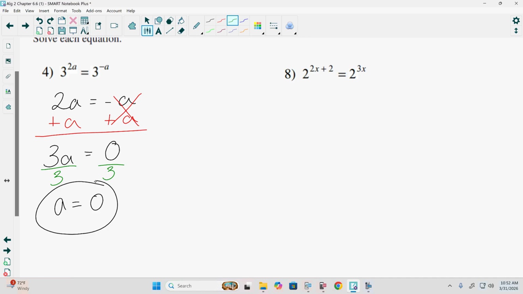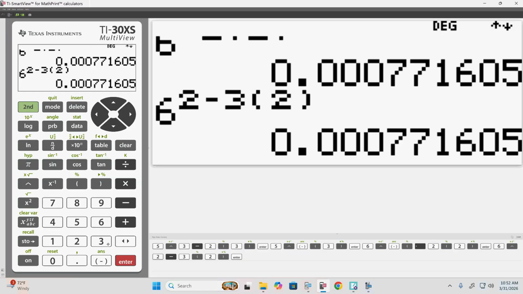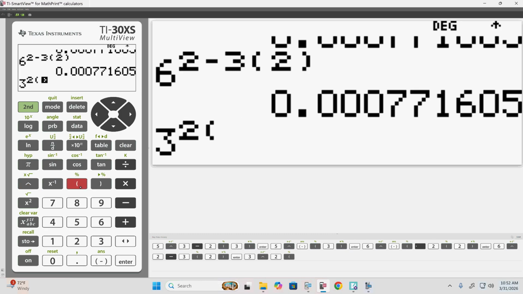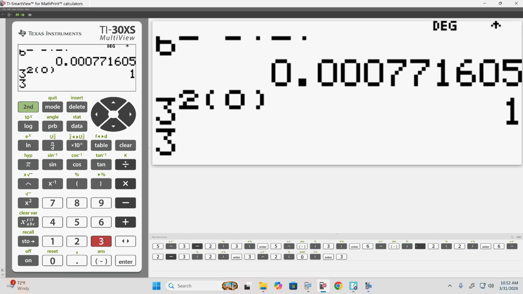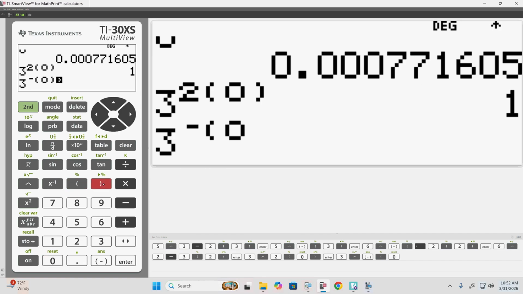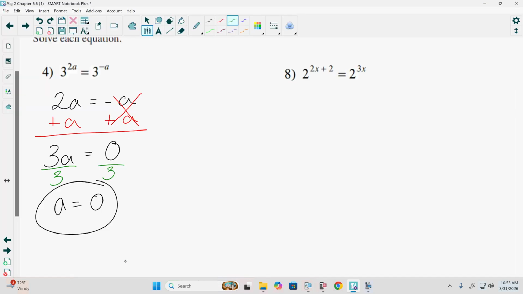A is 0, and it feels like, does this work, does this not work? Well, we can check. 3 to the 2 times 0 is 1. The other side was 3 to the negative 0, which is still also 1. 1 equals 1. Both sides have the same value, so it works.